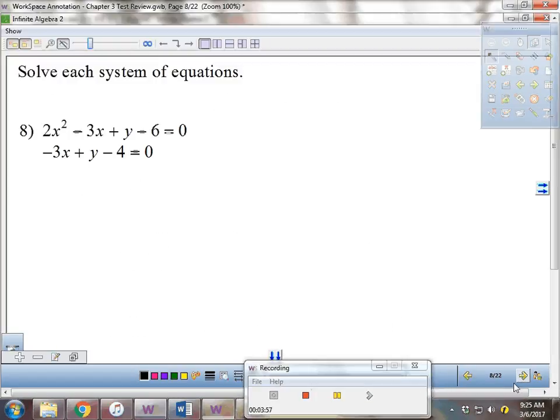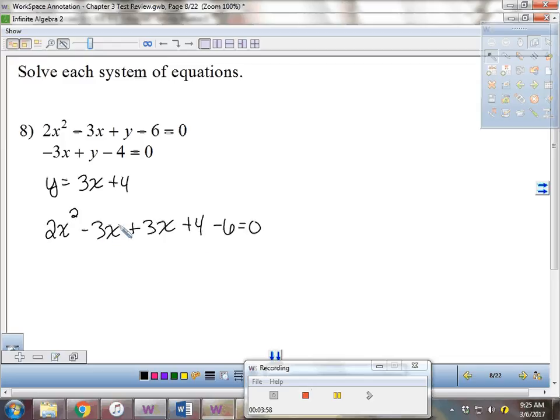All right, number 8. So I'm going to do the same thing. I'm going to solve for y here and plug it in right here. So I would have to add the 3x, and then I would have to add the 4. So this will go in for the y in the other equation. So I've got 2x squared minus 3x, and then I'll plug in for the y, plus 3x plus 4 minus 6 equals 0. So when you combine like terms here, these two are going to cancel, so I only have this one x squared to deal with, which is nice. And then 4 minus 6, which is negative 2.